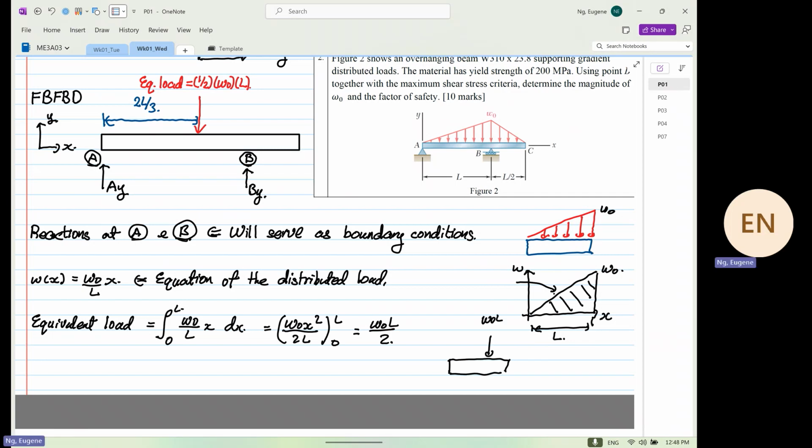Okay. So once you got the equivalent load, we know that this is omega naught L over 2. The distance from here to here, if this distance is x, the distance from here to here is what? 2x over 3, and the distance from here to here is x over 3. Why? Can someone prove this for me? Why is it 2x over 3 on the left-hand side and on the right-hand side x over 3?